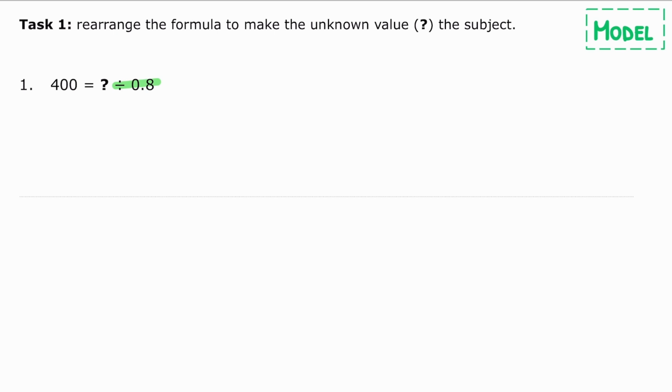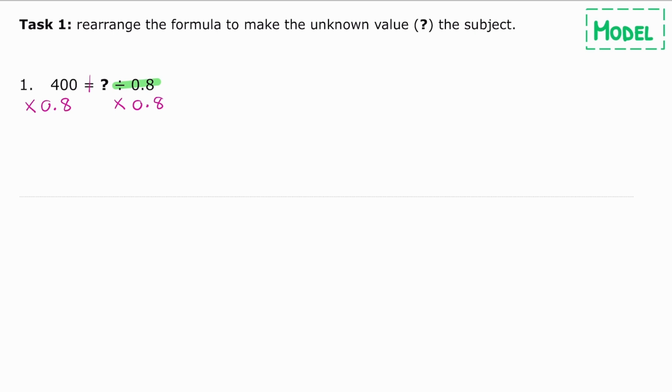Now that sounds harder than it is. There's a lot of maths words. All we do is just do the opposite thing that's happening to it. The opposite of dividing by 0.8 is multiplying by 0.8. And since an equation must always stay balanced, we apply this operation to both sides. So we end up with 400 multiplied by 0.8 equals the unknown value divided by 0.8 and multiplied by 0.8.